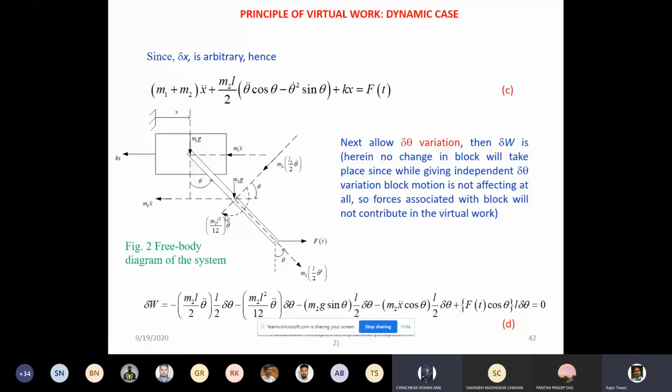Yes, sir. Okay. Couple into angular displacement, force into linear displacement. Because this is virtual work, the virtual work can come from a couple, then we need to multiply by the angular displacement. If it is coming from force, then we need to multiply by the linear displacement. Any other question?